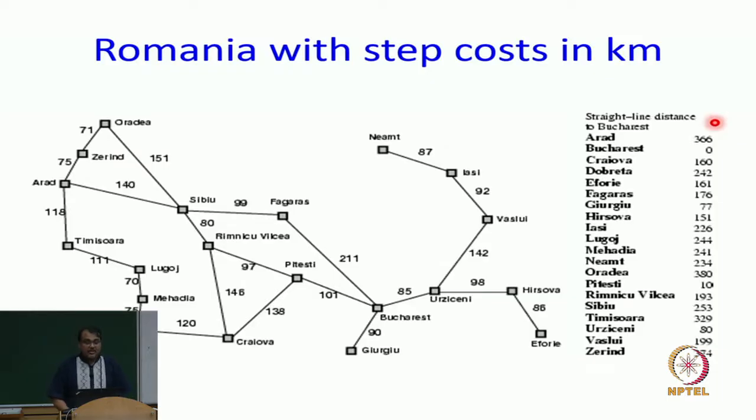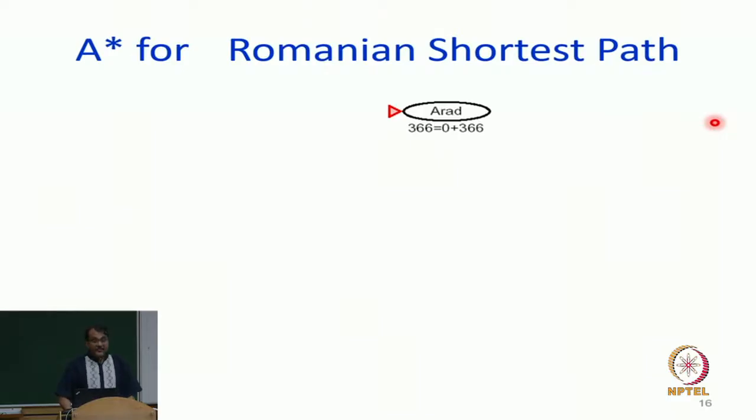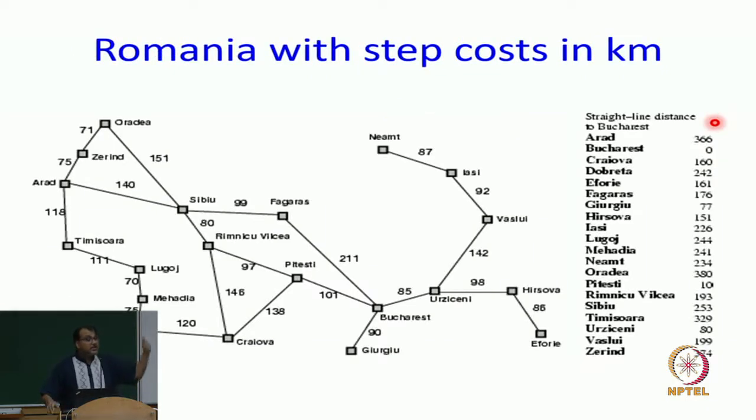Initially this is the only node in the fringe, but then when I expand, I will get 3 possible nodes in the fringe. The 3 nodes would be Zerind, Sibiu and Timisoara. Everybody with me? This is the first child, second child and third child. Now, we need to figure out which node to expand further. So, let us look at them.